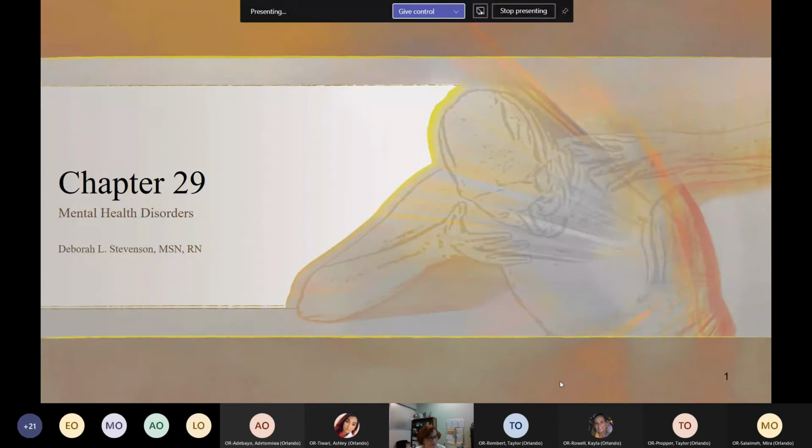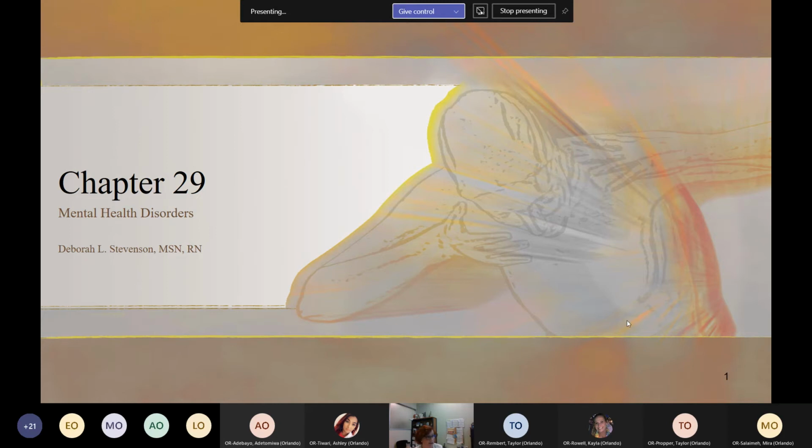So let me go ahead and share my screen. All right, you should see chapter 29, mental health. There's lots of things that we could talk about in mental health, but again, your chapter is fairly small because it's only focusing on 3 things: depression, anxiety, and of course, substance abuse.